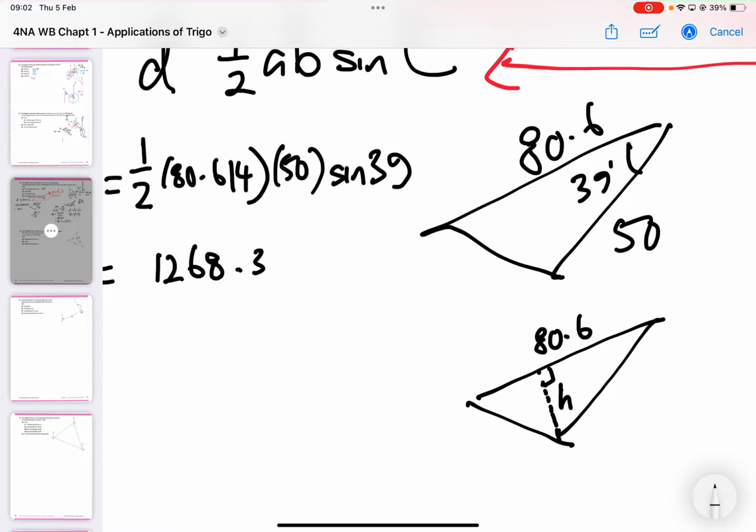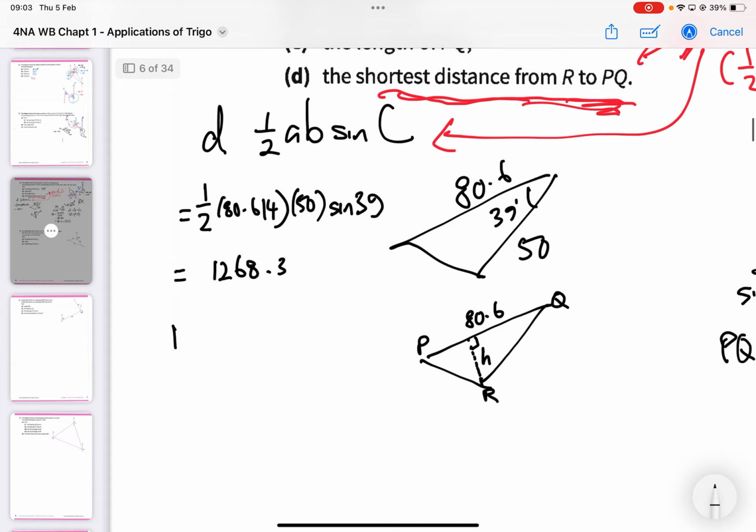Okay, then this h, this is the same triangle. Same triangle, they have the same area, but instead of using the 50 and the 39, the area can also be found by half base times height, and this height is at 90 degrees, so it is the shortest distance from R to PQ. Okay, so now I know the area already. The area is 1268.3.